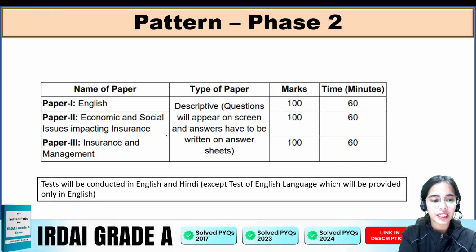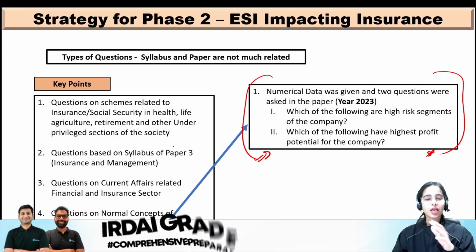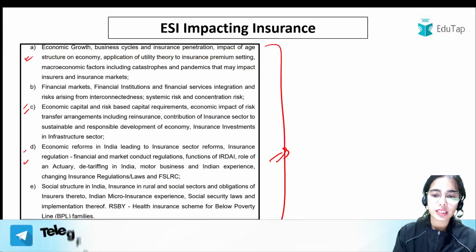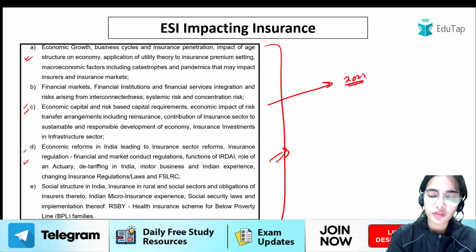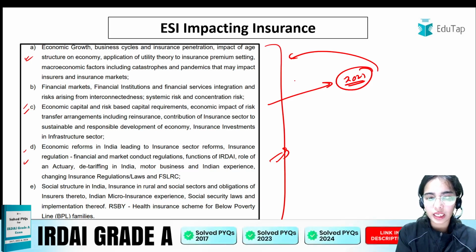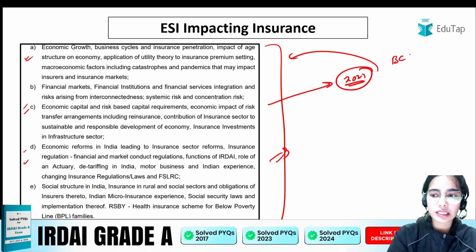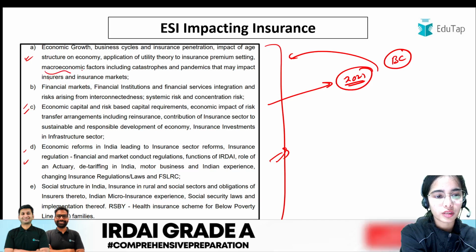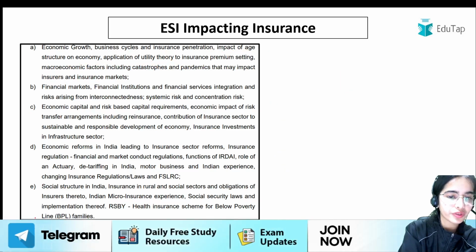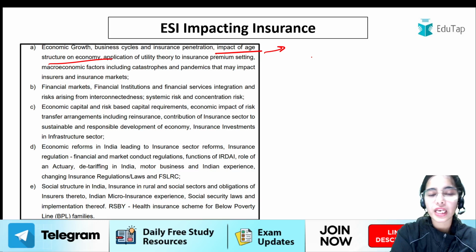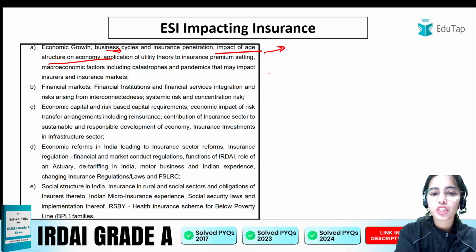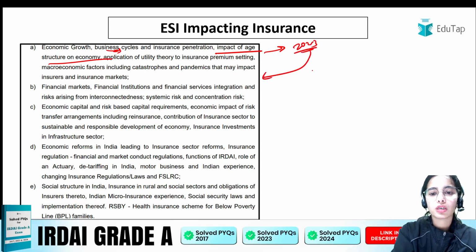Okay, so this is the idea about the economic and social issues. The question can come directly from your syllabus. Like recently in 2023, there were questions that have come from your ESI impacting insurance syllabus. It was regarding the business cycle, and it was regarding the impact of A structure on economy. So in 2023, there were questions from the direct syllabus.